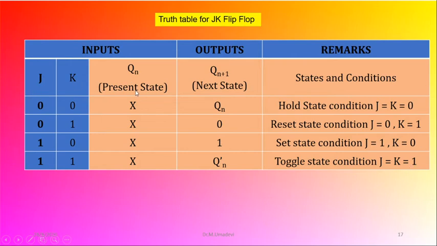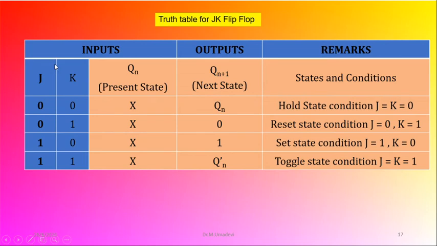And here I have given the truth table of the JK flip-flop along with explanation. J, K, Qn, that is the present state, next state, then condition. J is equal to 0, K is equal to 0, then the present state is a don't care condition. We don't know what the present state is, either a 0 or a 1. Then this is called a hold state condition. J is equal to K is equal to 0, this is the hold state.